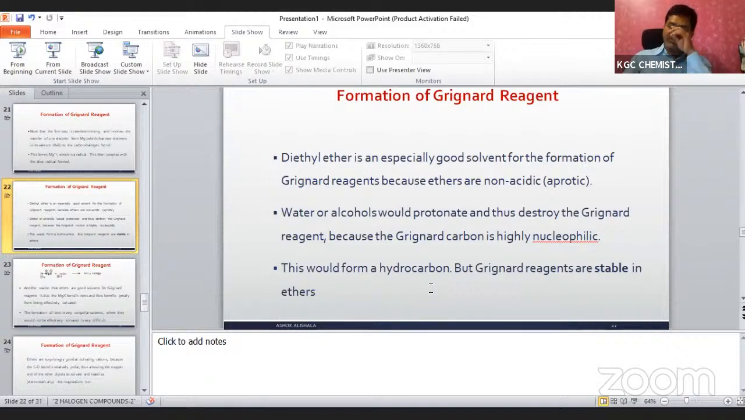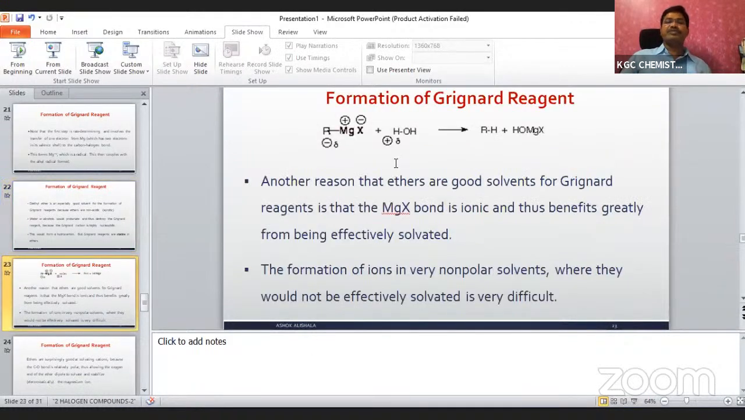If we use alcohol or water, the Grignard reagent forms, but then immediately it will be decomposed or reduced to the alkane. Those reactions we'll discuss now. This would form the hydrocarbon, but Grignard reagents are stable only in ether. Suppose RMgX is exposed to any moisture, or if the solvent used is water, the Grignard reagent reacts with water and forms the alkane.